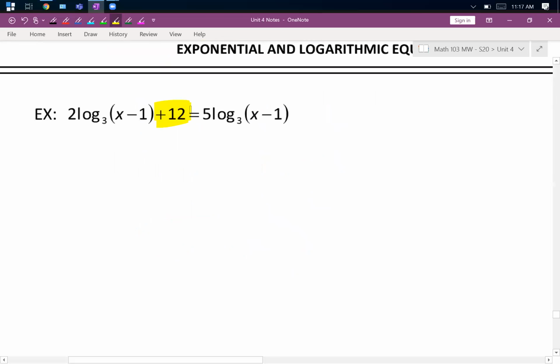So that tells us we're going to have to rewrite it in exponential form, but we're not ready because we need to have one log equal to a constant. So just like in the previous example, we need to get the logs together. So I'm going to move this one over here. We're going to get 12 equals 5 log base 3 of x minus 1 minus 2 log base 3 of x minus 1.